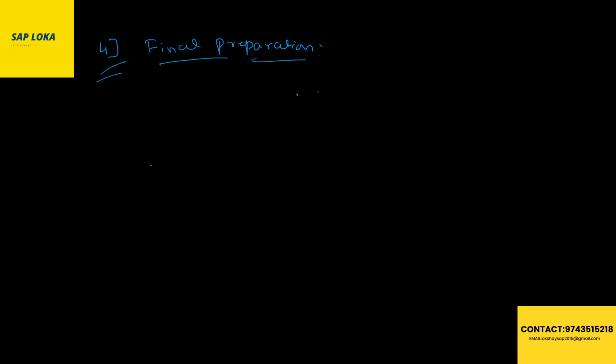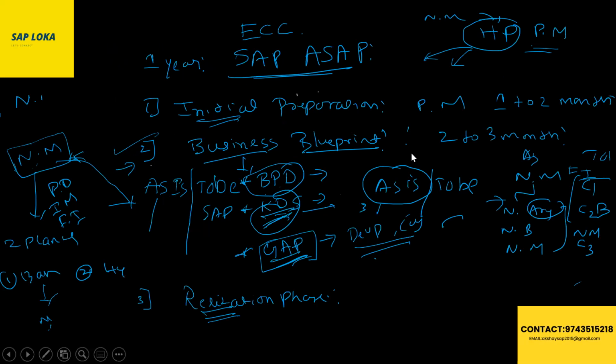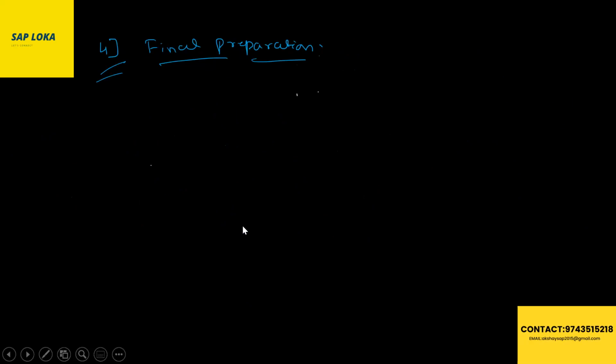The realization phase will take 2 to 3 months to do all the configurations. Again, in business blueprint, as I told, 2 to 3 months. Project preparation 1 to 2 months. Business blueprint 2 to 3 months. Final preparation will take 3 months, because here we'll give the training to end users.